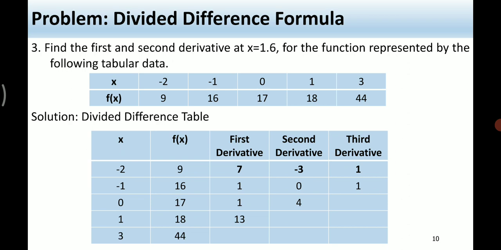To calculate your second derivative, you use the values of your first derivatives. That is 1 minus 7 divided by 0 minus of -2, we get -3. Then 1 minus 1 divided by 1 minus of -1, that is equal to 0. Then 13 minus 1 divided by 3 minus 0. So we get the result 4. To calculate your third derivative, you have to make use of the values of your second derivatives. That is 0 minus of -3 divided by 1 minus of -2 is equal to 1. Then 4 minus 0 divided by 3 minus of -1, we get the result 1. So this is the divided difference table.